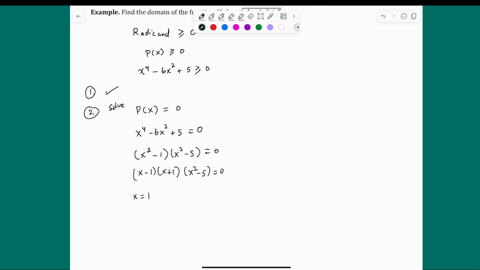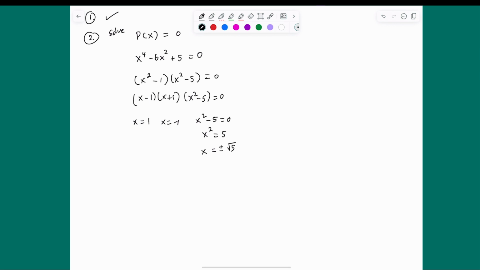So we could see x equal to 1 and x equal to negative 1, but then x squared minus 5 is 0. You could use the quadratic formula, but we could just isolate the x squared term to get x squared equals 5, and then take the square root on both sides to get plus or minus the square root of 5. Okay, so we have our zeros.